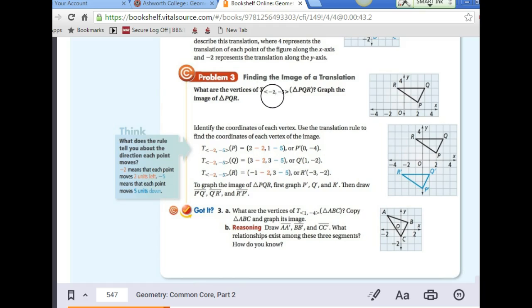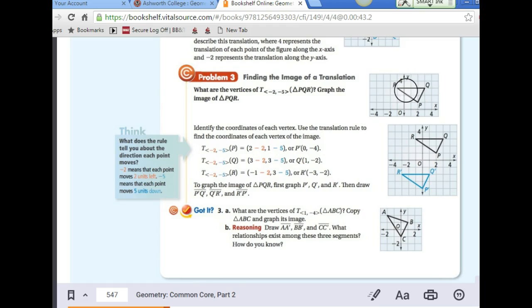Now, I want you to look right here. T of (-2, -5) simply means that you're going to move: the first number tells you how to move left or right, and the second number tells you how much to move up or down. So you're really going to move this one 2 to the left and 5 down from its original picture.